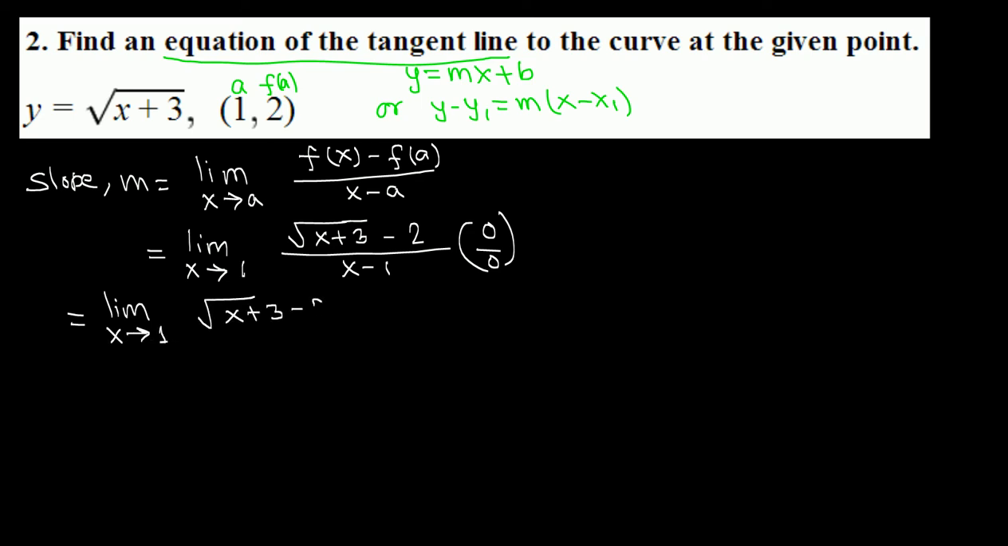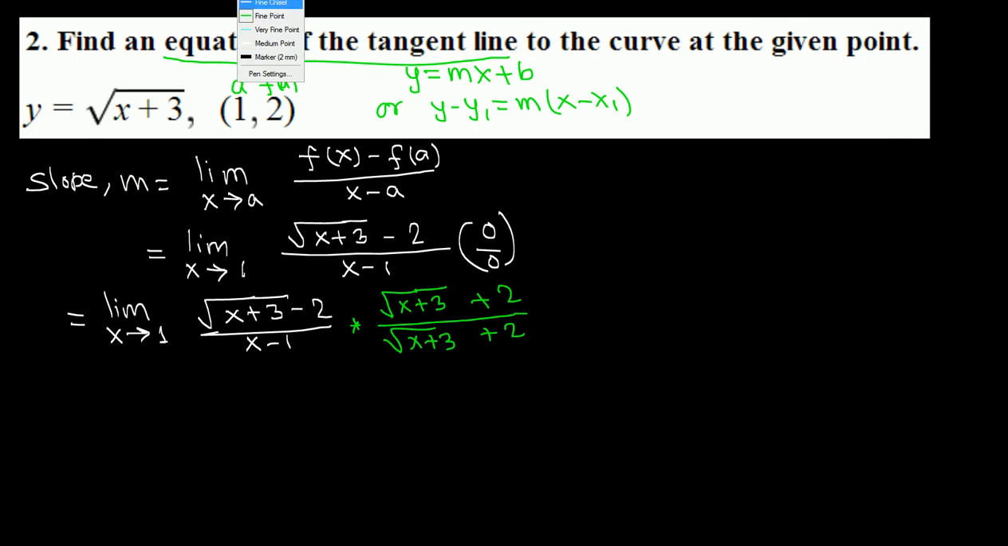Now, how can we simplify? The general method would be to factor the top, factor the bottom, and cancel the zero-making factor, but that's not the case. We have a square root. So whenever we have a square root, we multiply by the conjugate, in this case the conjugate of the top. So that's the square root of x plus 3 plus 2, that's because minus 2 is different, and the same thing on the bottom, the square root of x plus 3 plus 2. We are multiplying this fraction by 1. The same thing on the top and bottom means we are multiplying by 1, and that's legal.